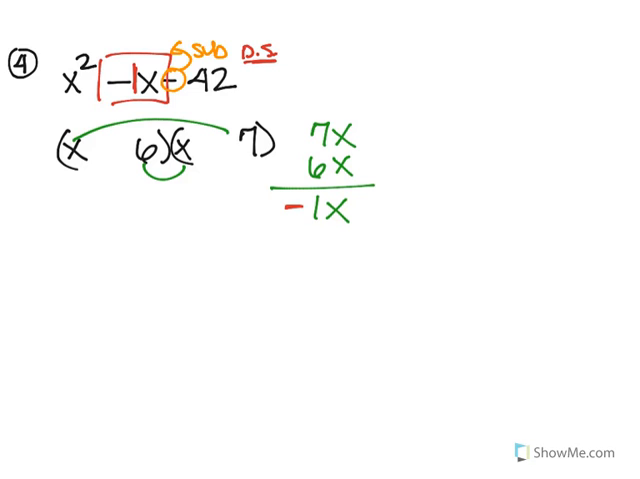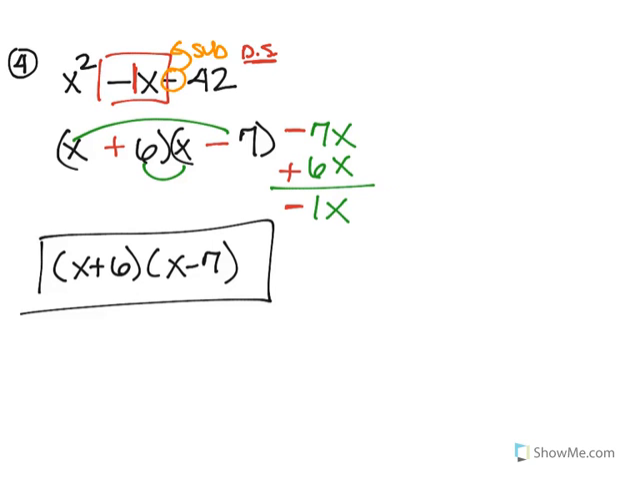My 1 is negative, so we've got to make sure that the 7 carries the negative and our 6 is positive. So our answer would be x plus 6 times x minus 7. And keep in mind, again, it does not matter which parenthesis is first.